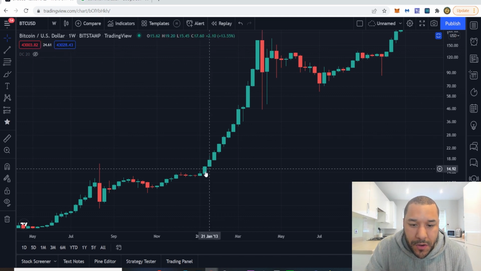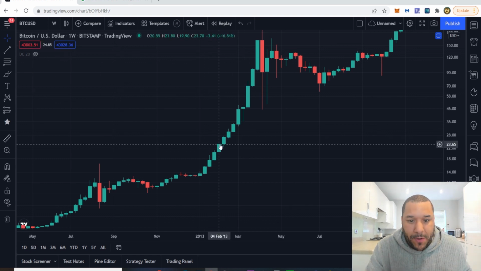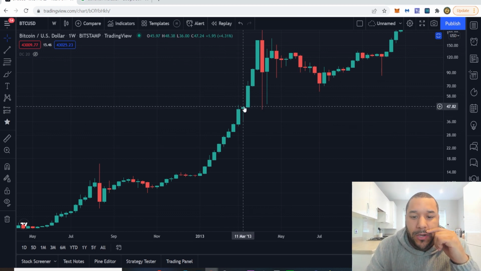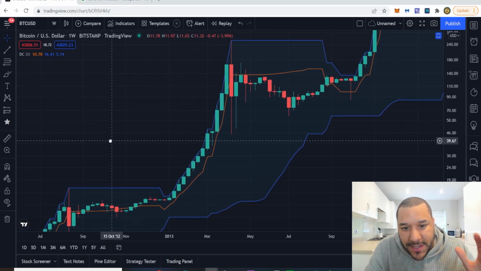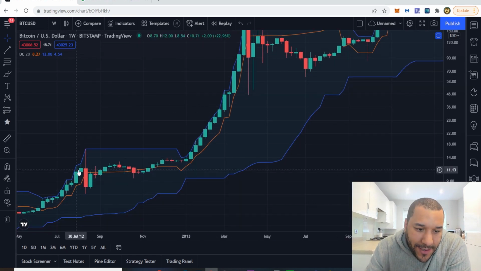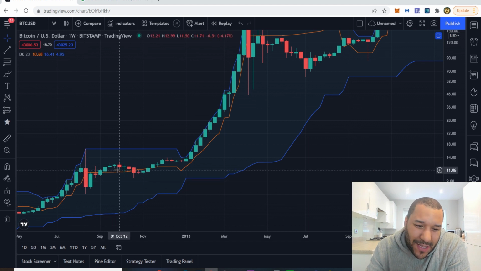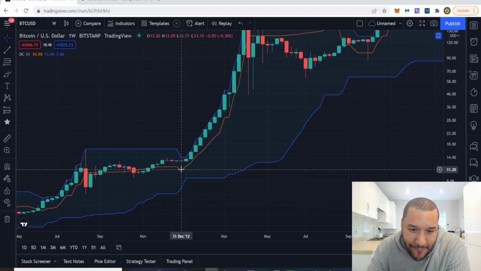You could have been seeing this rally up somewhere here, and you take profits thinking, okay, this is it. Even up here, look, this is it. This is the top, let's take some profits. But when you turn this on, the Donchian Channel just says it precisely. And it has an orange line in the middle, which I'm guessing is the 20 moving average line.